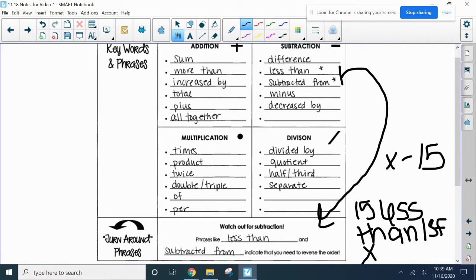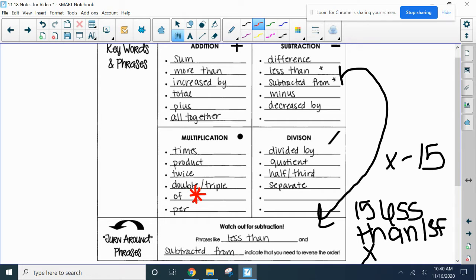Multiplication: times is just another word for multiplication. Product is the answer in multiplication. Twice is multiplying by 2, so you're doubling it. Triple is multiplying by 3. Of is one of those ones you'll see a lot, especially as you get into higher maths. Of, I might star the word of, means multiplication. So of something times whatever. Per, so you're increasing at a constant rate. So that's going to imply that we're multiplying.